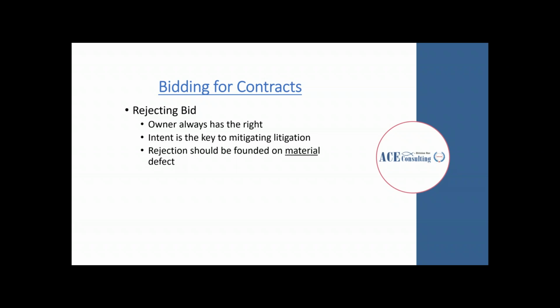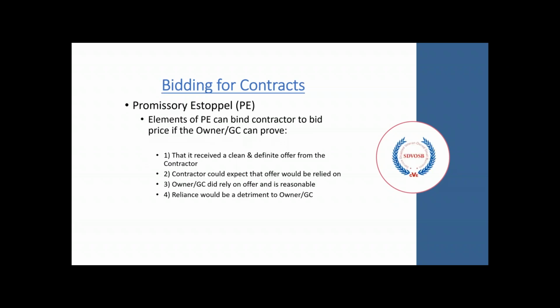Rejection should be founded on material defect. If some bid is rejected, it needs to have quantitative reasoning behind it. There needs to be a point in the bid documents that show that that bid was not accurate enough to be accepted. It needs to be there to defend the bidder from a potential vendetta or potential lack of reason to reject it.